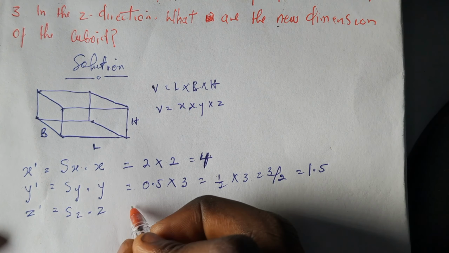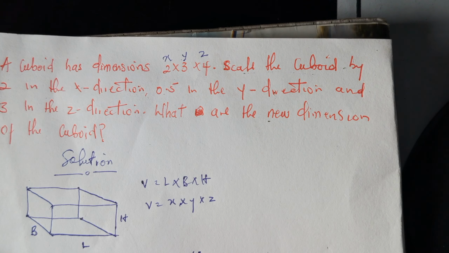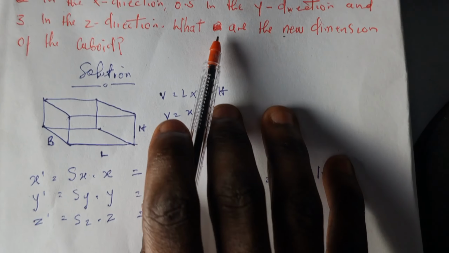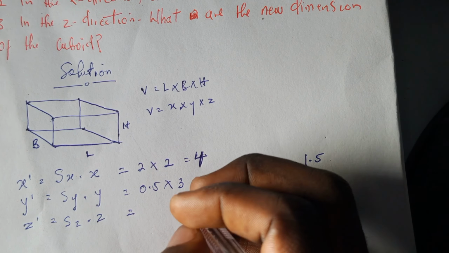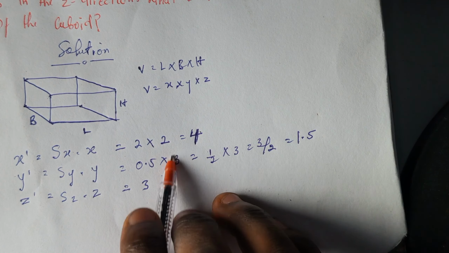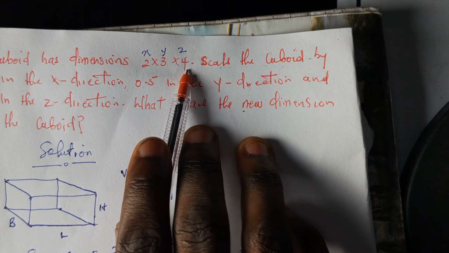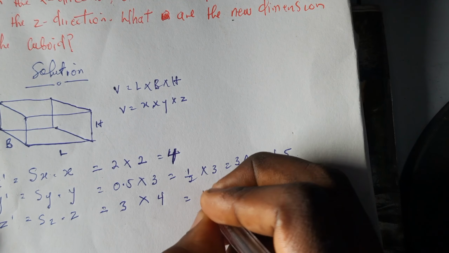For z, they mention that the scale factor is 3 in the z direction. So we have 3 multiplied by z. Z here is 4. So this is 3 times 4, which is 12.